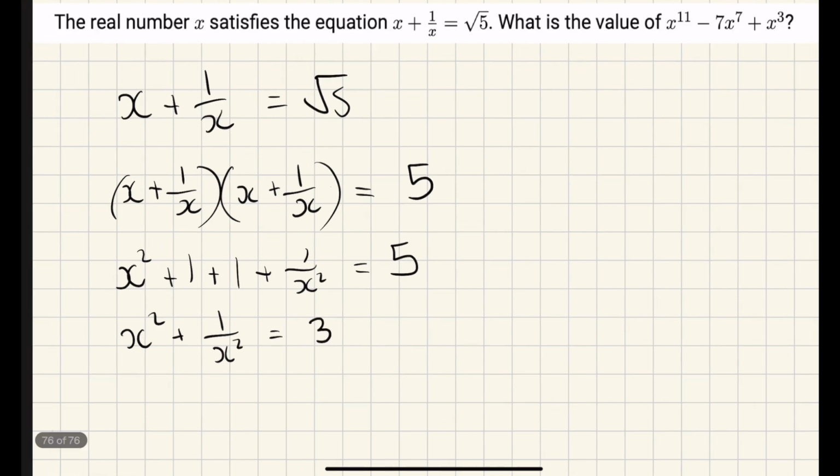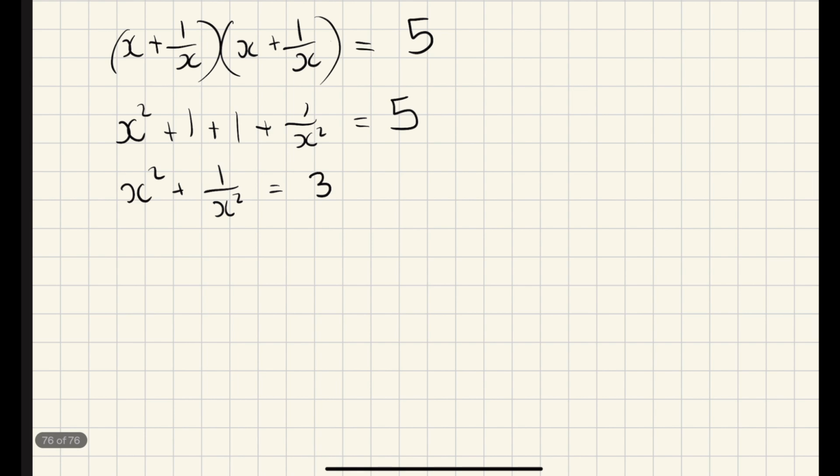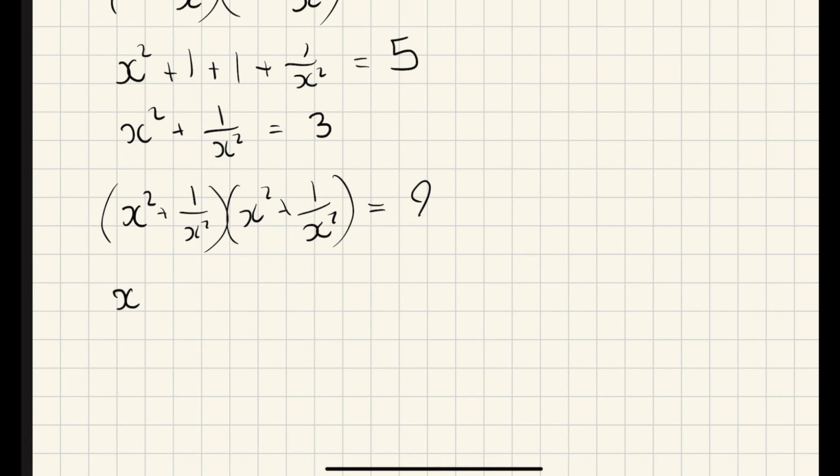Now this is kind of interesting because it's very much of the same form as the problem that we started with. So let's just see what happens if we do this once more. Let's just square both sides again. x to the 4 plus 2 plus 1 over x to the 4 equals 9. We're going to get that 2 popping out again. It always pops out. And then you get x to the 4 plus 1 over x to the 4 equals 7.